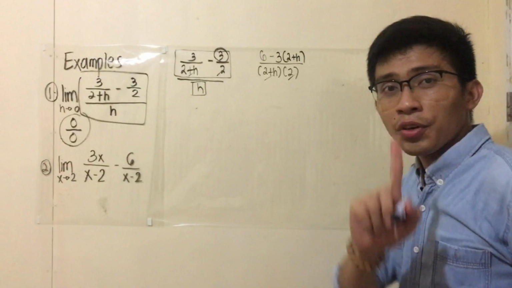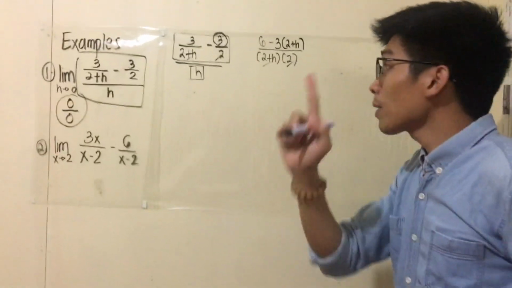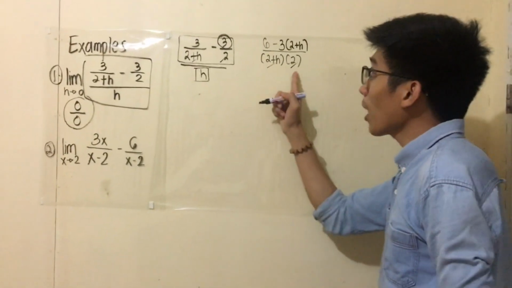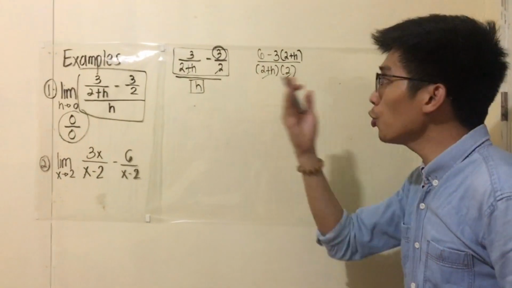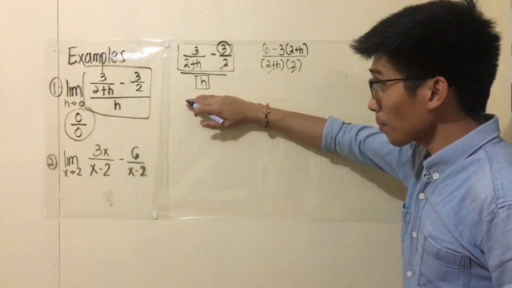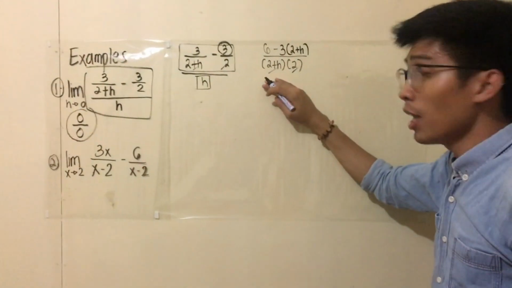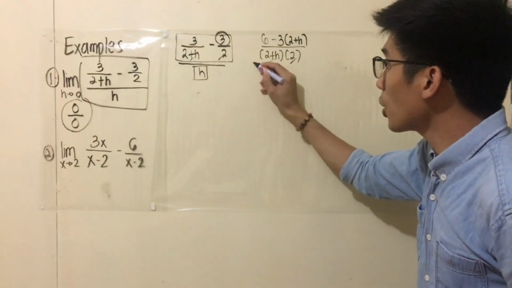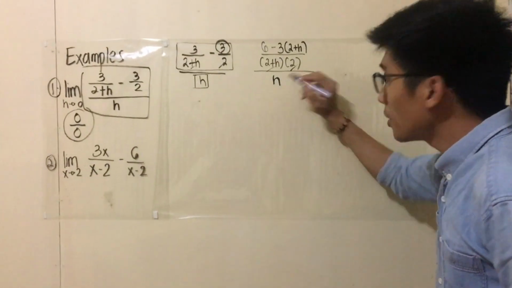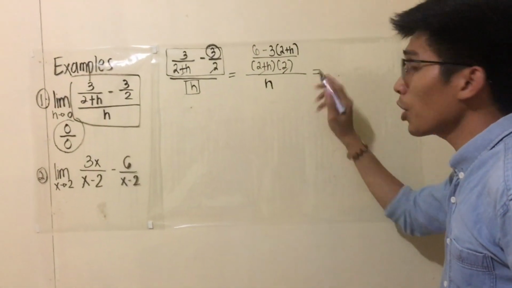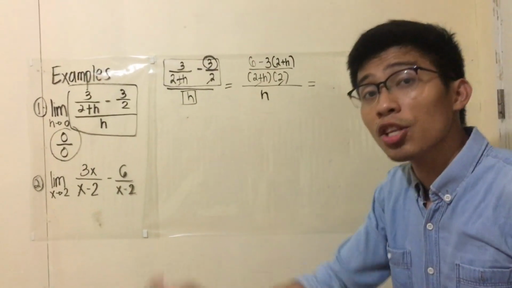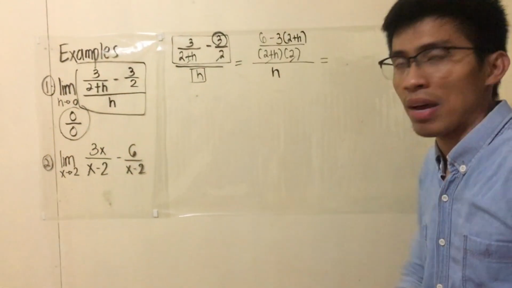Okay? Again, first rule, you look for the LCD. Second, you simplify each LCD in each fraction. So our new numerator in our function is this one. After that, you copy h. h is your entire denominator. So now, after you simplify that one, continue simplifying, continue evaluating, and continue investigating.